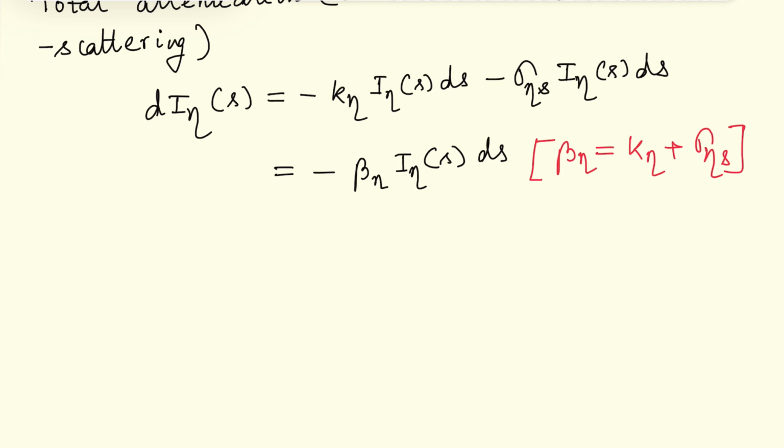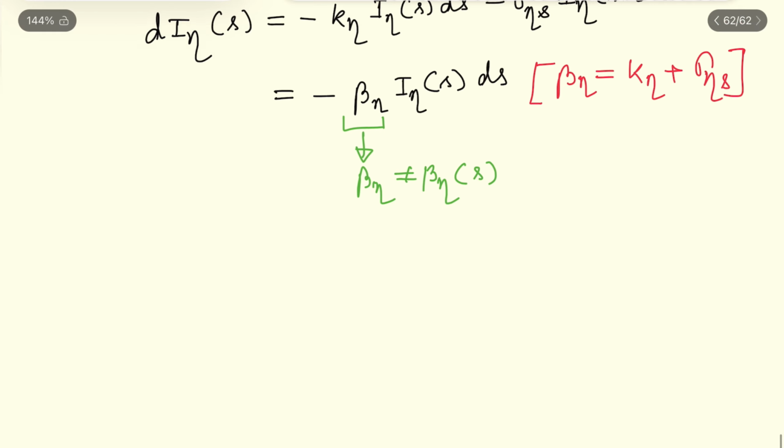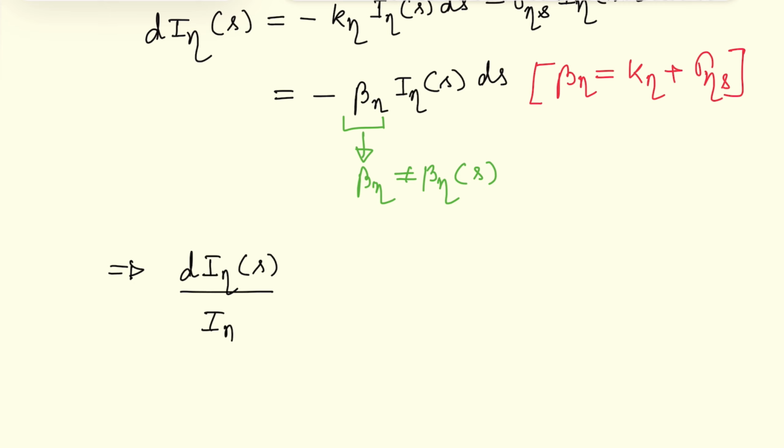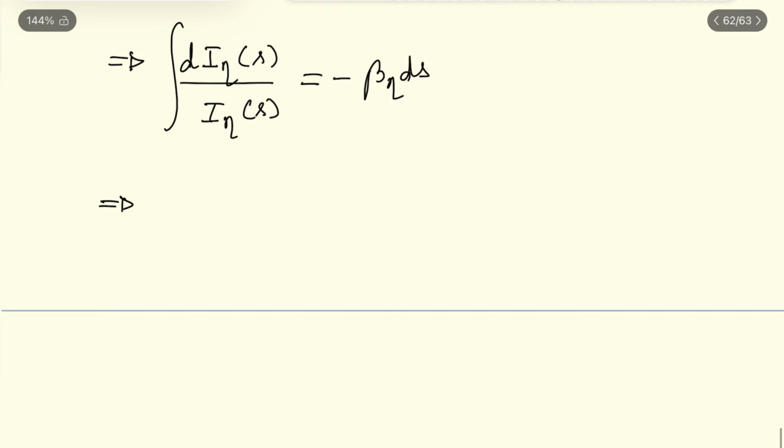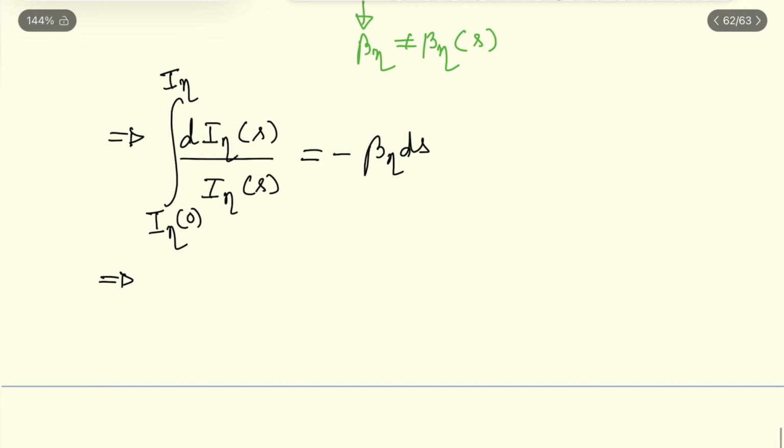Now if I assume that this βη is not a function of s, then I can write dIηs by Iηs is equal to minus βη ds. Therefore I can integrate it, with the intensity from Iη0 to Iηs, and the right side from 0 to s.